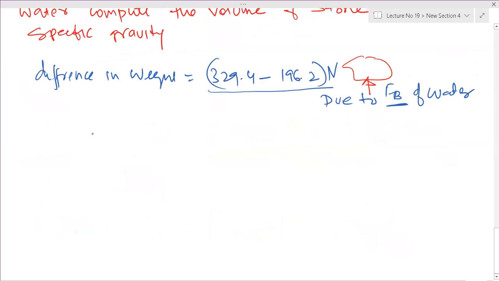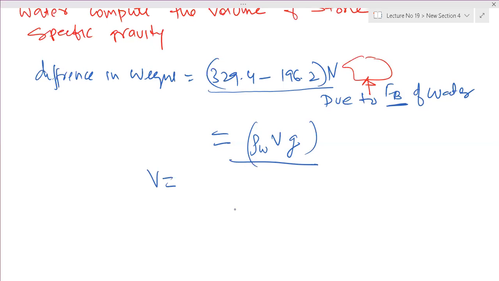So we can now write this is equal to, we have to find the volume of the stone, right? So volume V and rho W and G. So this is your buoyancy force. So we can calculate V here.